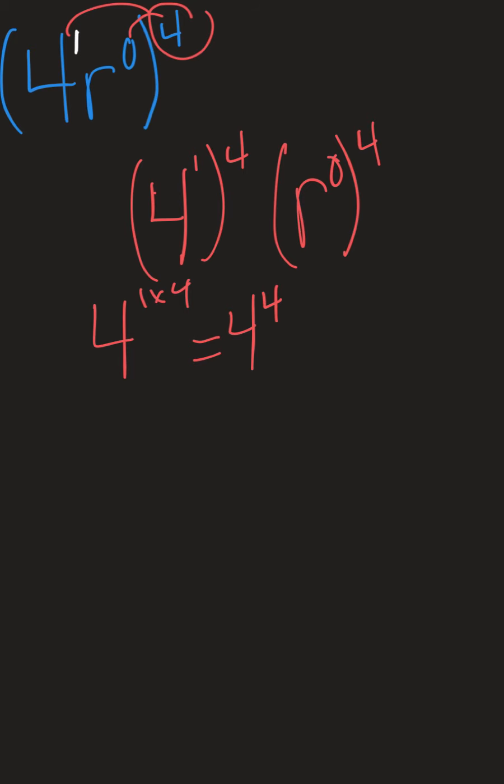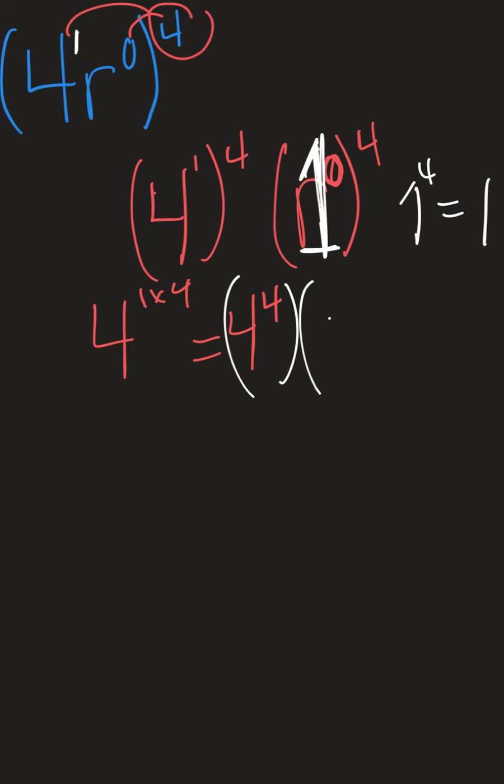Now if you recall, the 0 exponent makes any base become 1. So this here is going to be rewritten as 1 to the power of 4, and 1 to the power of anything is just 1. So I have 4 to the power of 4 times 1.